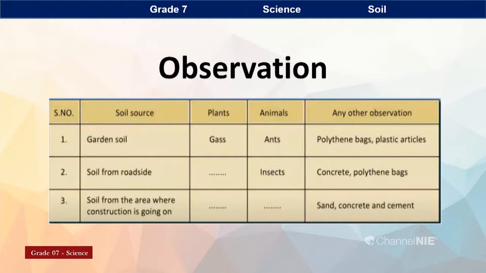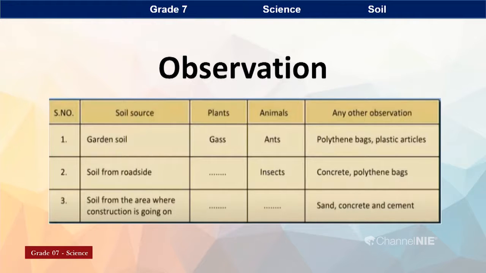In some places you can see plants. In some places insects and ants are there. At the same time, you will see polythene bags, plastic articles, and concrete. Those are artificial things. Actually, those are not parts of the soil.